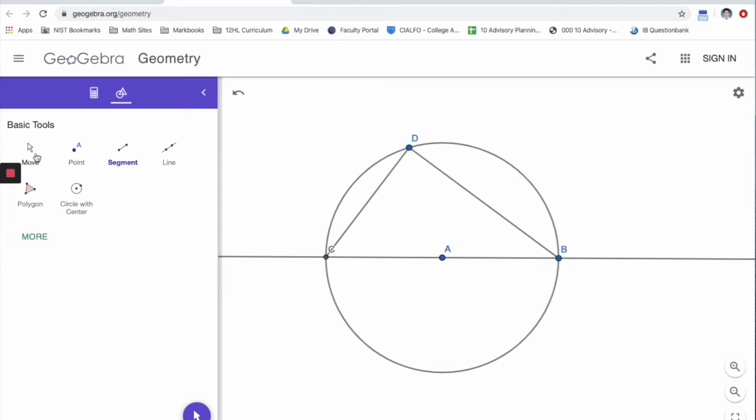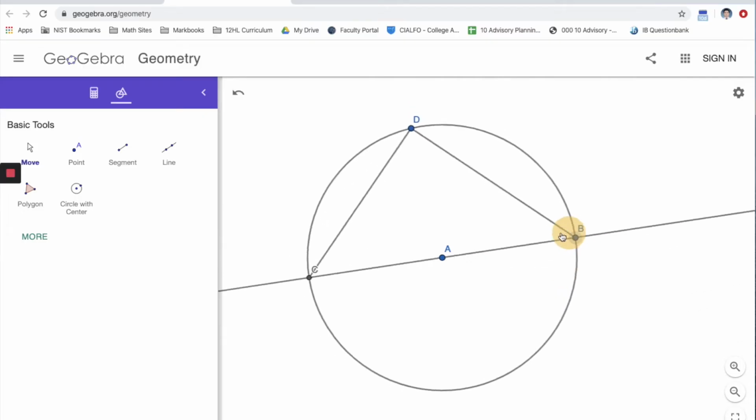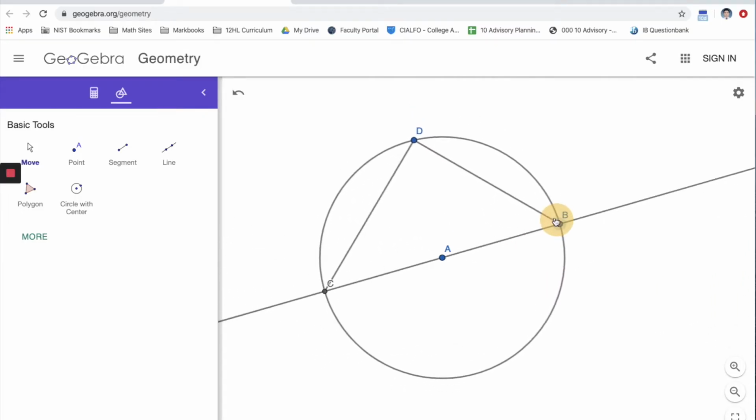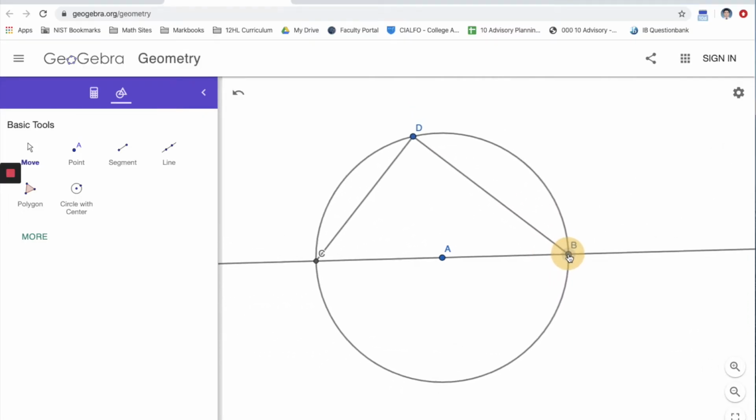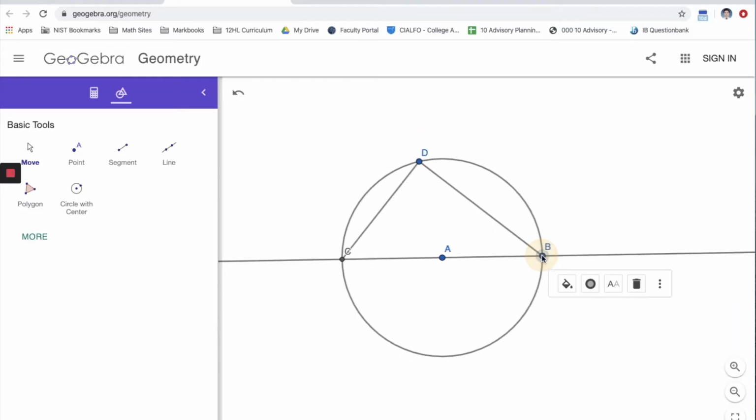So you did it correctly if you can move point D and both segments move at the same time. If you move point B, circle, point C, and everything moves together. If they are not together, then you have done something wrong and you need to fix it.